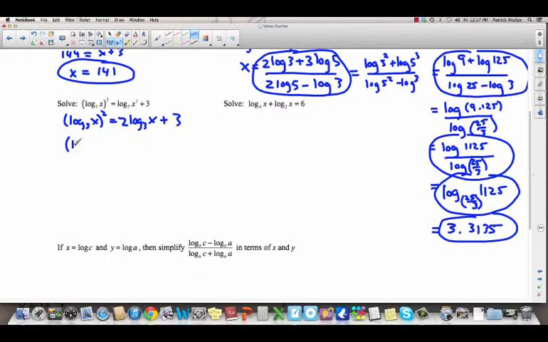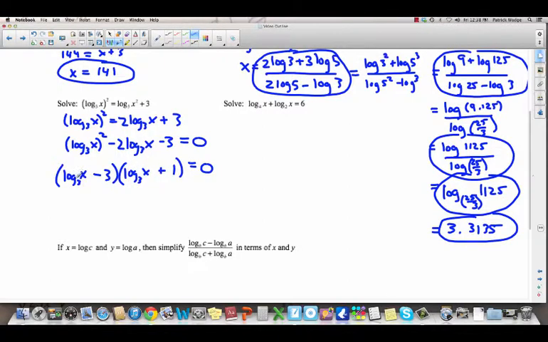You have the base 3 log of x squared. Now we're going to bring this over, so we have minus 2 times the base 3 logarithm of x, bring the 3 over, minus 3 equals 0. We can factor that. We're looking for two things that multiply to negative 3 and subtract to 2. Oh, that's negative 3 and plus 1. And what goes at the front? Not just x, base 3 logarithm of x, and base 3 logarithm of x, because base 3 logarithm of x times base 3 logarithm of x equals base 3 logarithm of x squared, exactly what we had there.